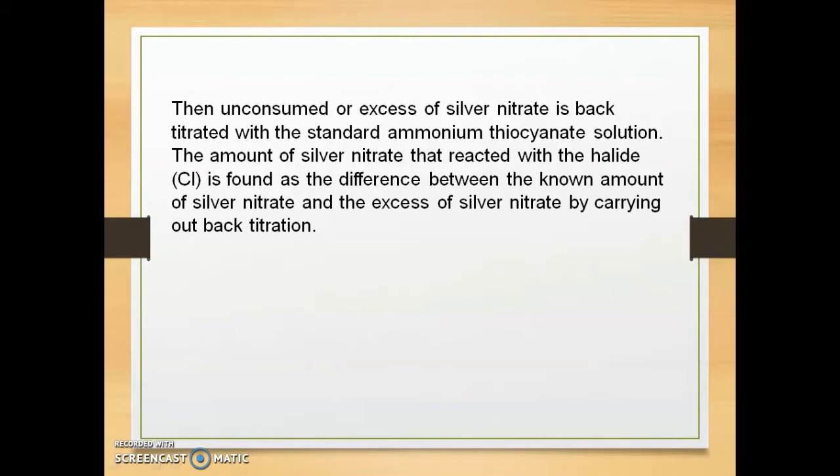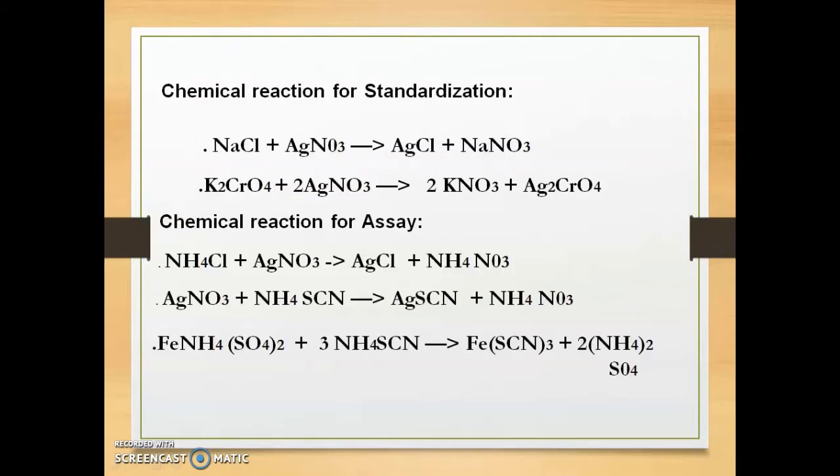Then unconsumed or excess silver nitrate is back titrated with the standard ammonium thiocyanate solution. The amount of silver nitrate that reacted with the halide is found as the difference between the known amount of silver nitrate and the excess of silver nitrate determined by back titration. Chemical reaction for standardization and chemical reaction for assay.